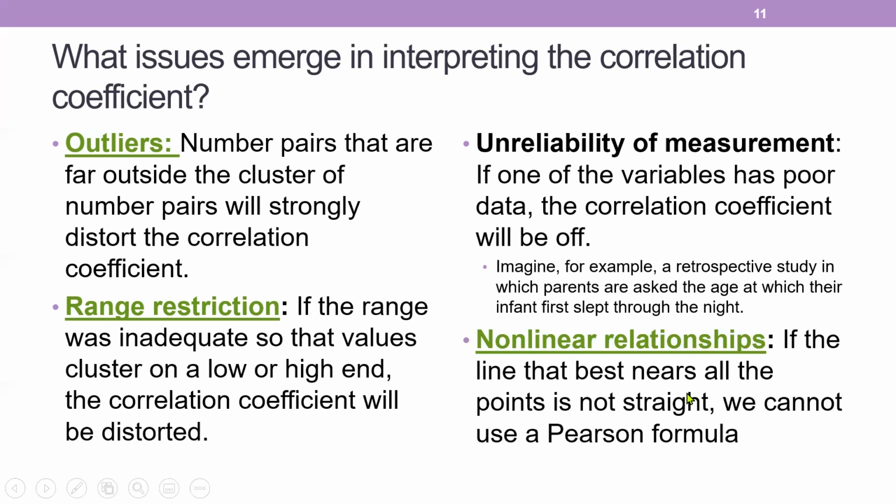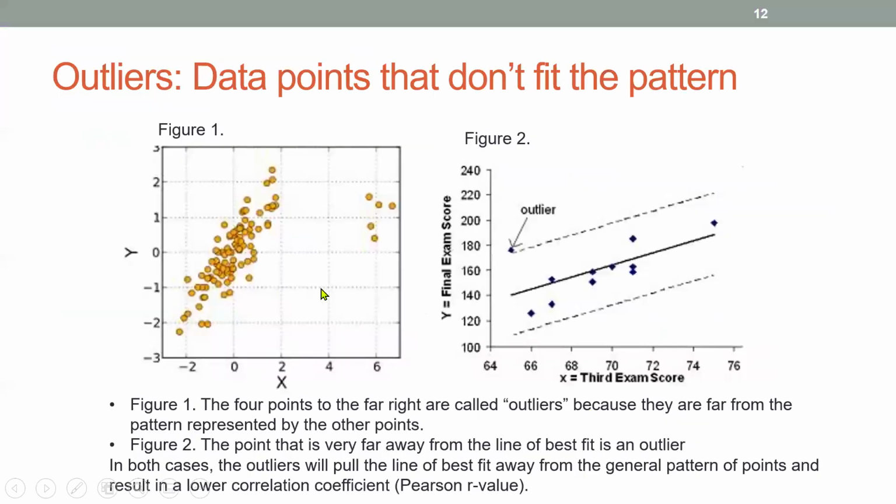And finally, nonlinear relationship. That's the idea that Lisa offered us earlier with the alcohol question. If the line that best fits all the points isn't straight, then we wouldn't get a correlation coefficient. We'd have to use a different test. We wouldn't use Pearson. So let's look at all of these.